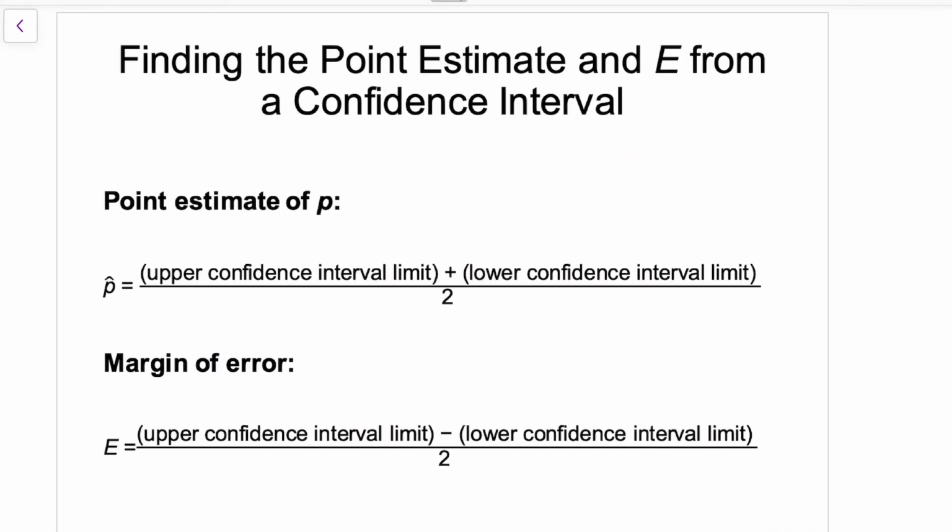The next few examples we do will be about going backwards. Given a confidence interval, how can we determine some information about our problem? The first is if we're given the actual confidence interval, we can find both the point estimate and our margin of error. To find my point estimate, I'll take my upper confidence limit, add it to my lower confidence limit, and divide by 2. If I want to find my margin of error, I'll take that upper confidence limit, subtract my lower confidence limit, and divide it by 2.